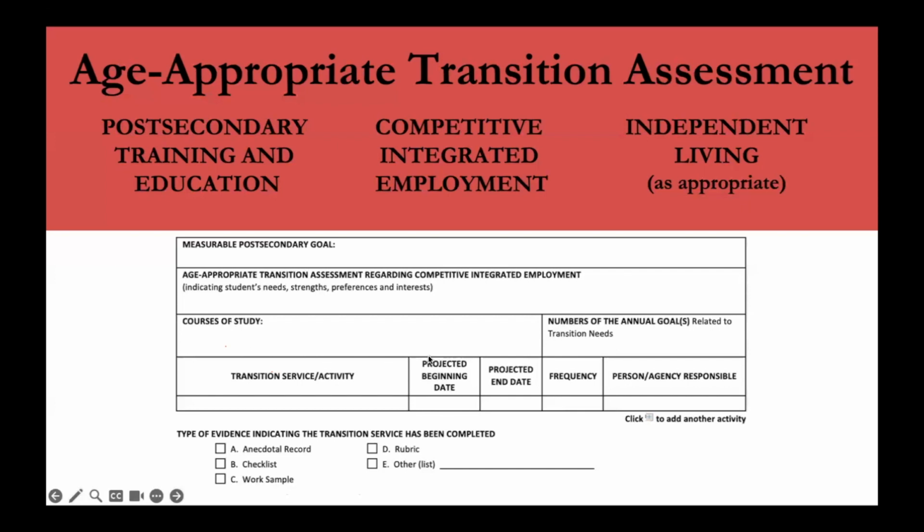However, I want to specify that you need to separate out the results. So, you know, don't copy and paste from the AATA section of employment down to independent living. You want to put in the information specific to employment up in the employment box, and you want to put the information specific to independent living and life skills down in the independent living and life skills box.